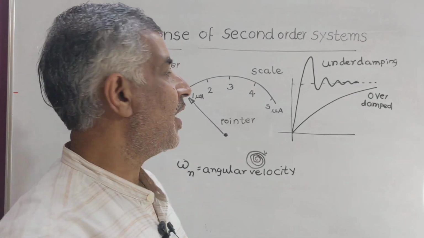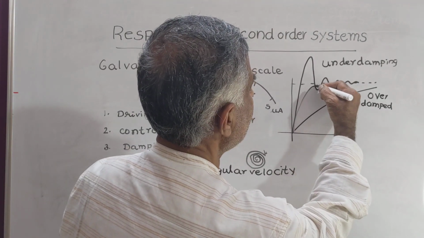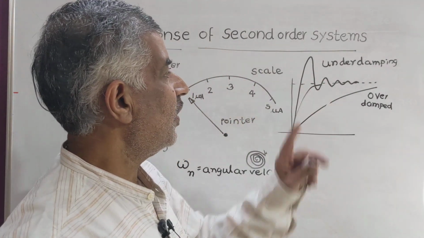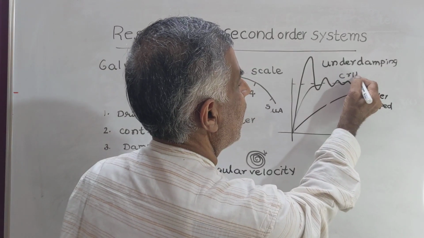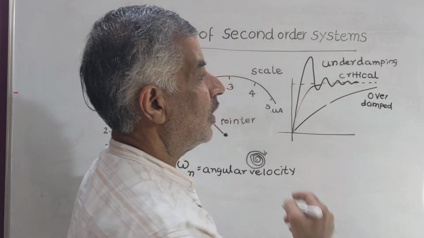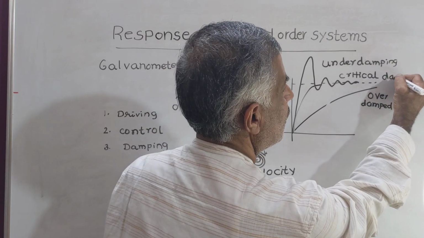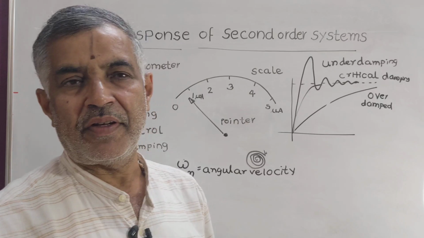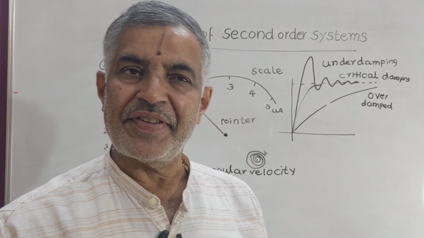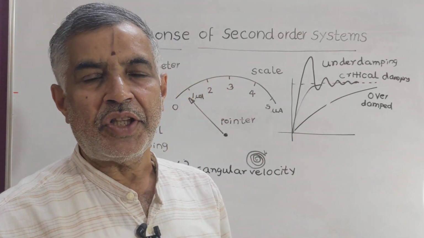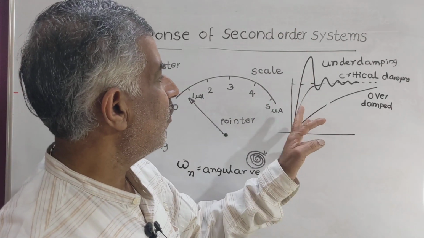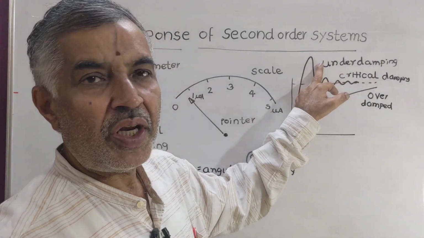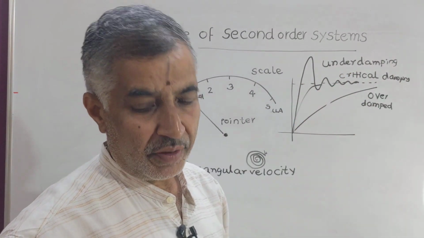The third one is critical damped. Critical damped means the system quickly settles at the marking. That is what is called critical damping. So these are the three types of motion in galvanometers. Similar to galvanometers, in second order systems also we have three types of motion: overdamped motion, underdamped motion, and critical damped motion.